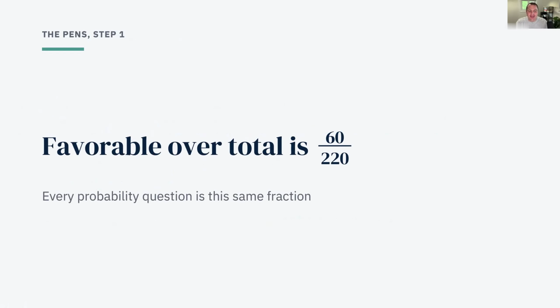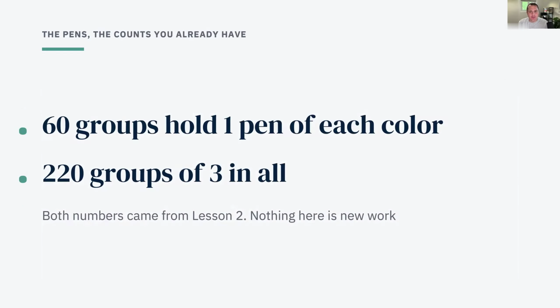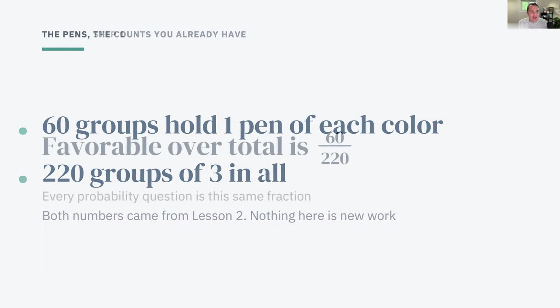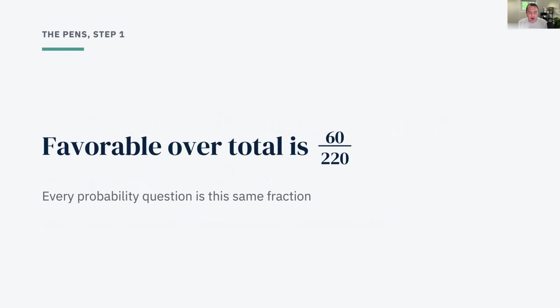But if we take it a teeny tiny bit further and start answering the question, the probability that 1 pen of each color is chosen, then we're going to put 60 over 220. The 220, those are all the possible groups of 3 that exist. And then 60 is the total possibilities that we're choosing 1 from each color.